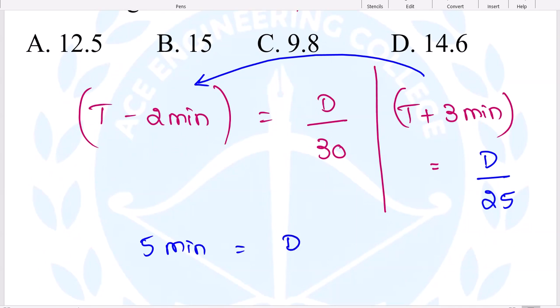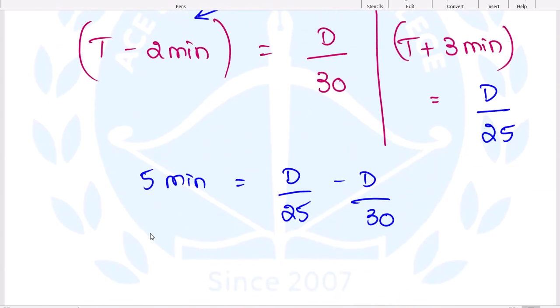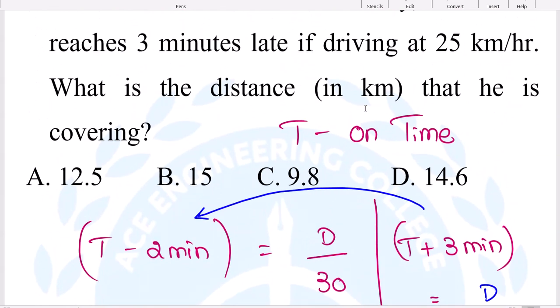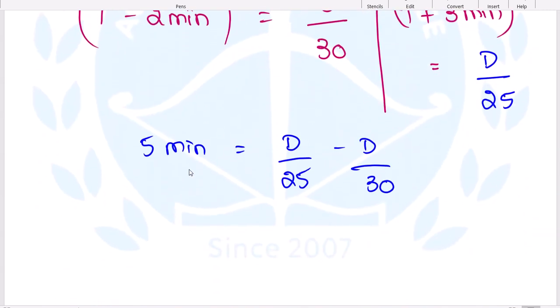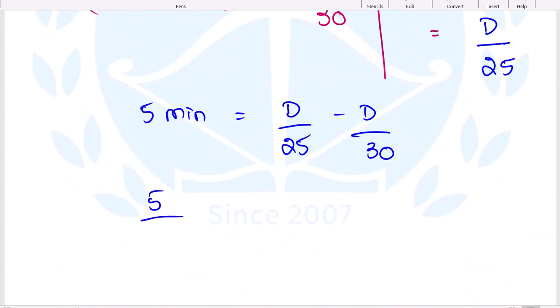D by 25 minus D by 30. Right. Now, one more important thing. What is the unit for speed here? 25 kilometer per hour. Distance they are asking in kilometers. When distance is in kilometers and speed is in kilometer per hour, timing must be in hours. But here we have 5 minutes. I am dividing by 60. Try to understand why. Converting into hours.